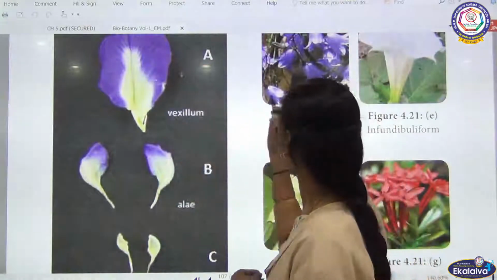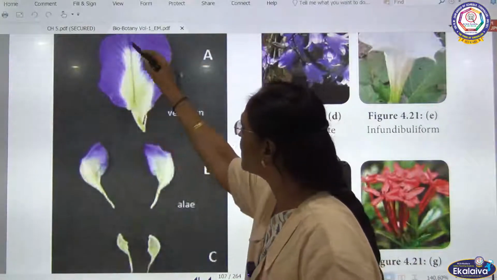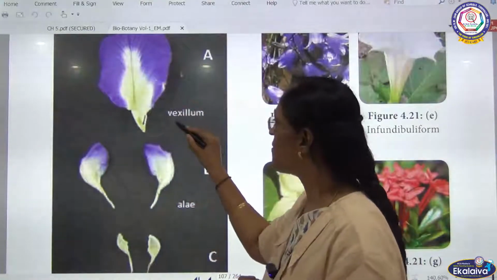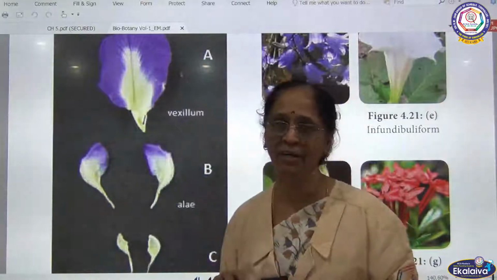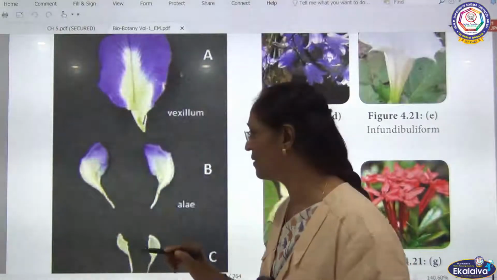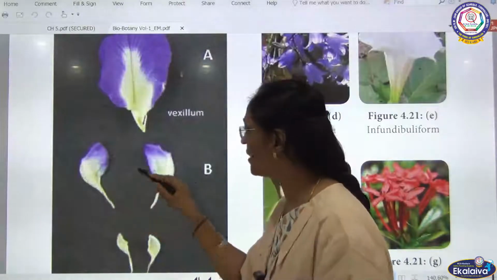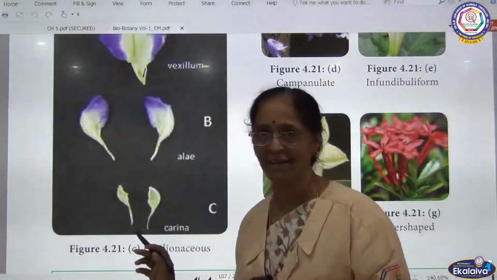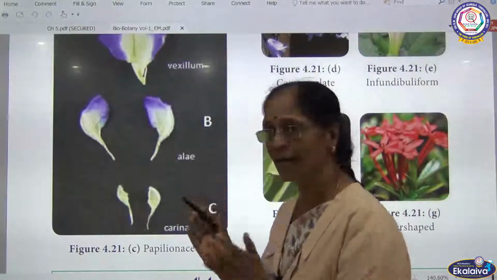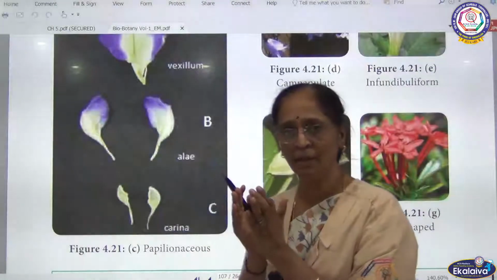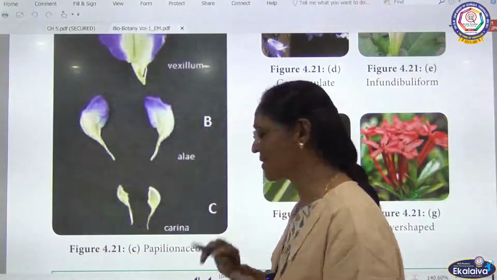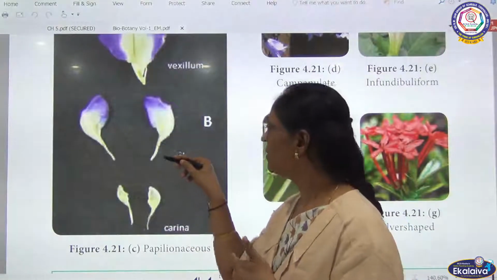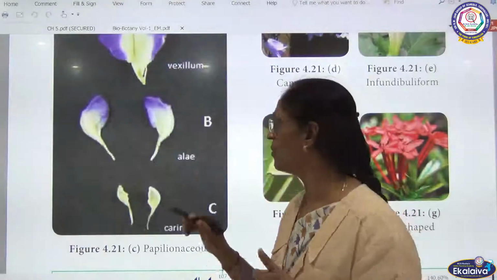You would have seen this flower, I think so. And here, this is the large petal, children. This petal is what we call the vexillum, or the standard petal. And these two lateral petals are called alae, the wings, and on the inner side you will find two boat-shaped petals which are fused. You call this carina. And this arrangement of the flower, you call a papilionaceous corolla.